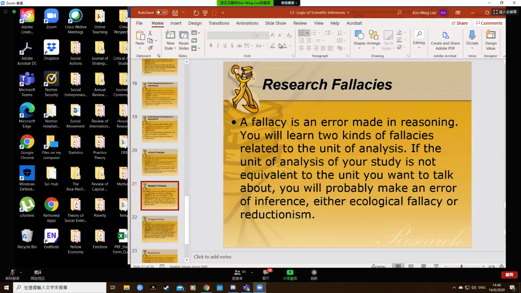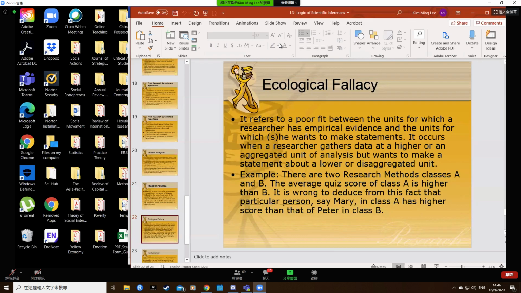And it is also related to research fallacy. A fallacy is an error made in reasoning. In this case, there are many fallacies, but I would like to focus on two types of fallacy related to our unit of analysis. The first one is what we call the ecological fallacy. The ecological fallacy refers to a poor fit between the unit for which a researcher has empirical evidence and the unit for which he or she wants to make a statement.